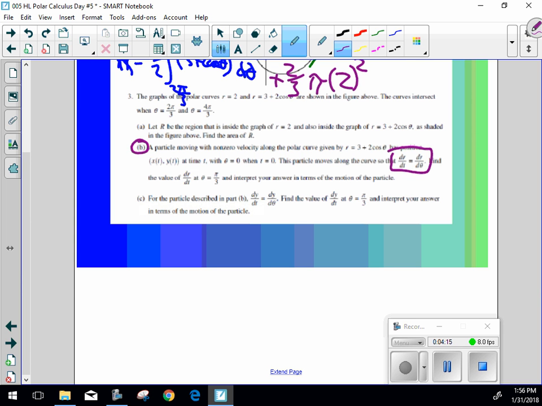So what we're going to do is r is equal to 3 plus 2 cosine theta, right? Let's take the derivative of r with respect to theta. And what will that answer be? Max, what do you think? -2 sine theta, the derivative of cosine is negative sine theta. And we are with respect to theta, so it would be d theta d theta. You can leave that out.